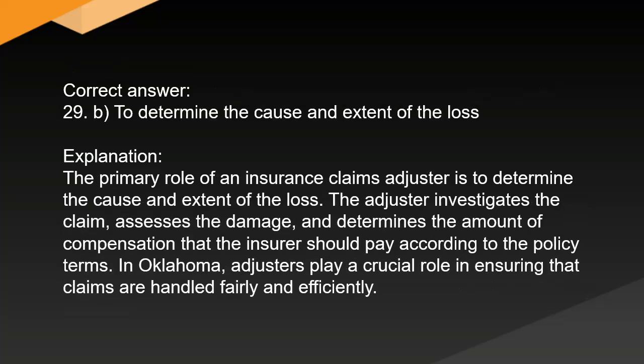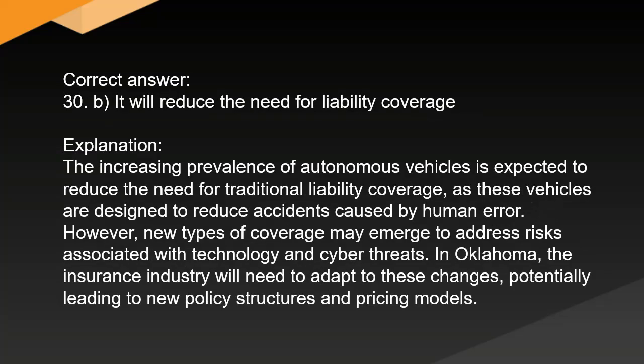Correct answer. B. To determine the cause and extent of the loss. Explanation. The primary role of an insurance claims adjuster is to determine the cause and extent of the loss. The adjuster investigates the claim, assesses the damage, and determines the amount of compensation that the insurer should pay according to the policy terms. In Oklahoma, adjusters play a crucial role in ensuring that claims are handled fairly and efficiently.